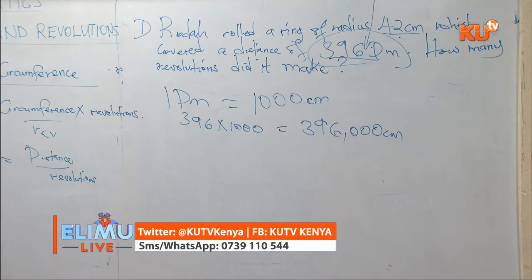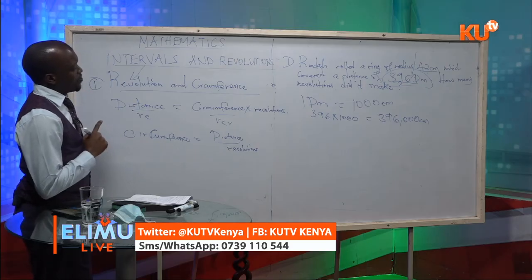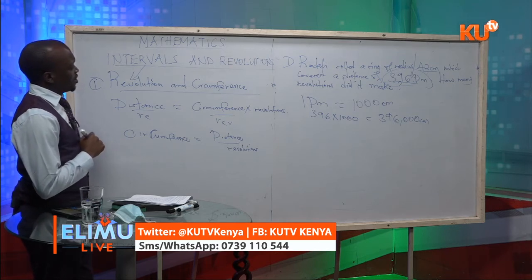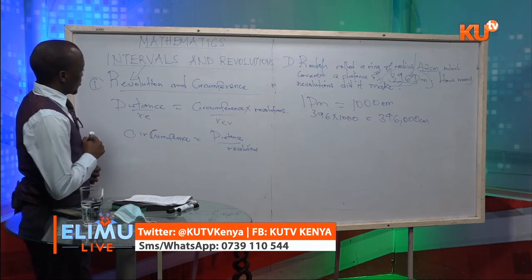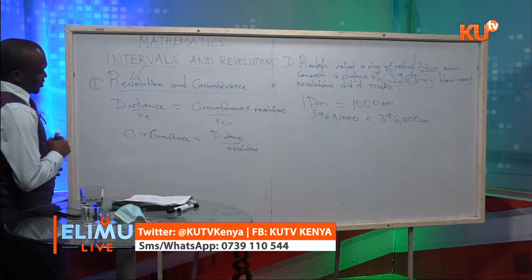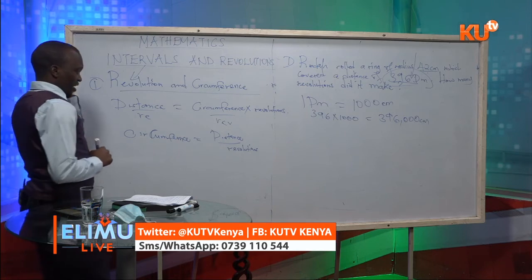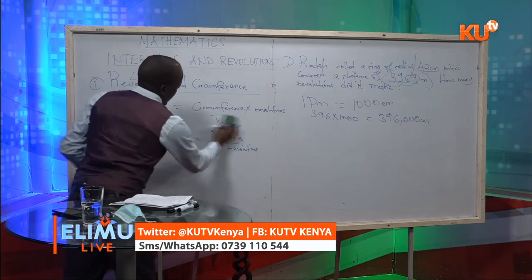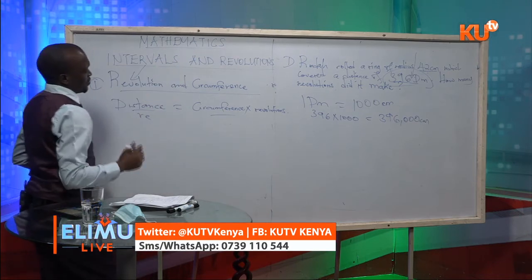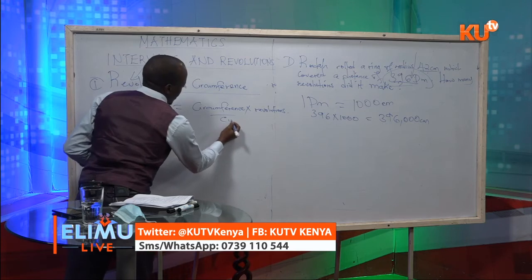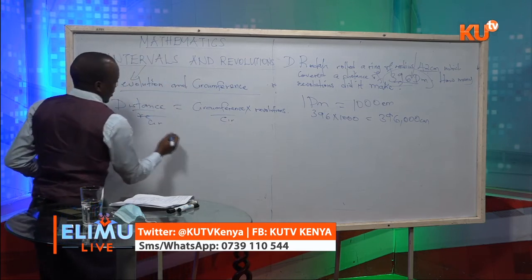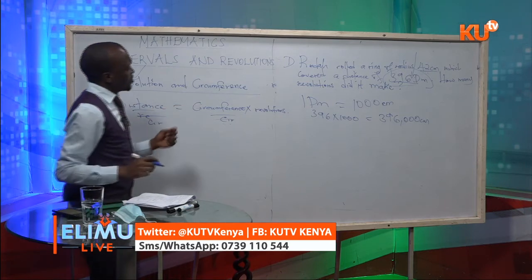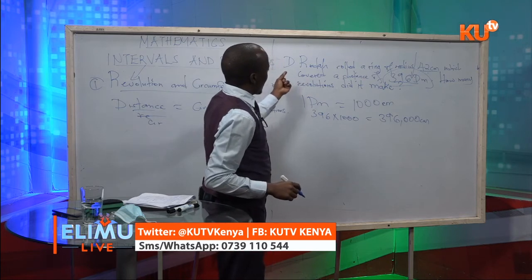And we are told that this thing had a radius of 42 centimeters. How many revolutions did it make? Come back to the formula. How do we get revolution? Revolution is equal to distance over circumference. You learn something in fractions called substitution. You substitute this side by circumference. So the formula for getting revolution is distance over circumference. So we need to get the distance over circumference.